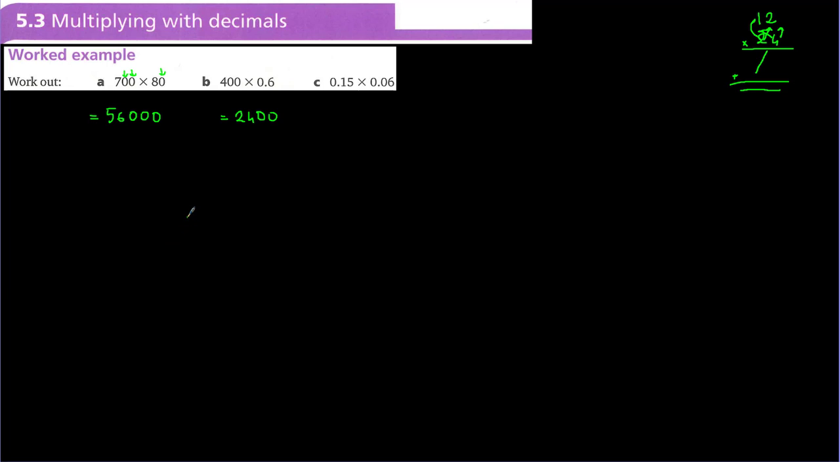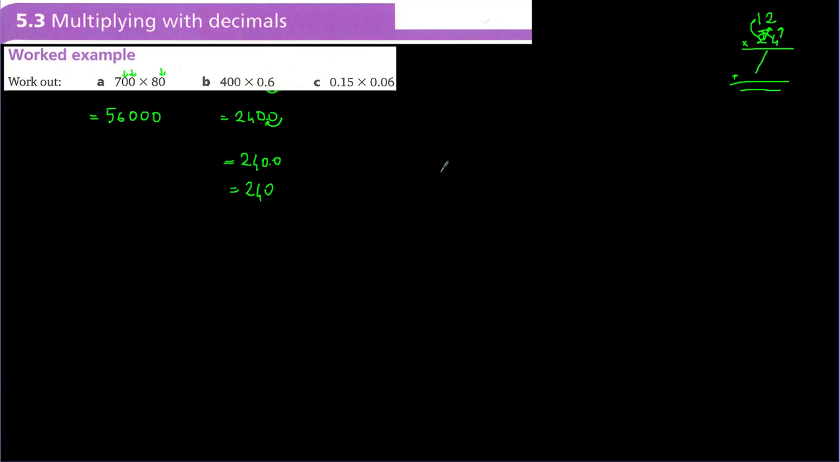What does it mean to put the decimal point? Totally, in both numbers, however many zeros we have, that much you are going to count from left to right, and in that place you are going to put the decimal point. So we have only one decimal place here. From this side to this side I'm counting, and I'm going to put the decimal point here. So it's going to be 240.0, which is equal to 240 also.